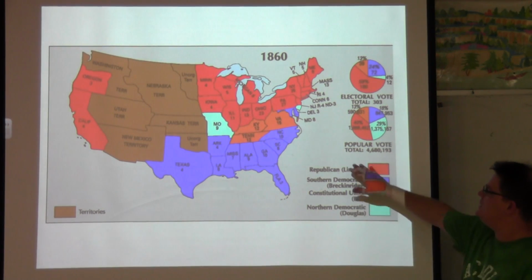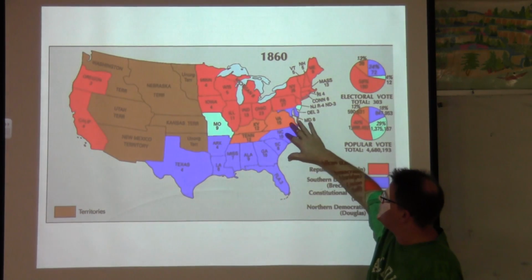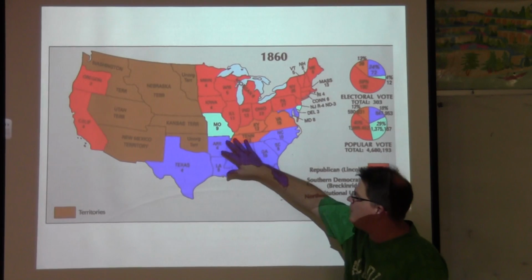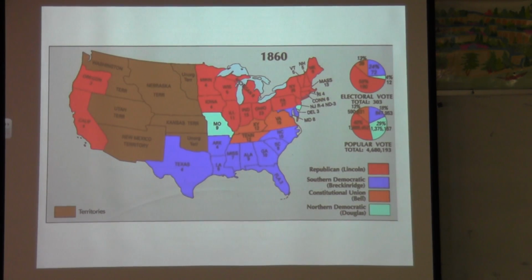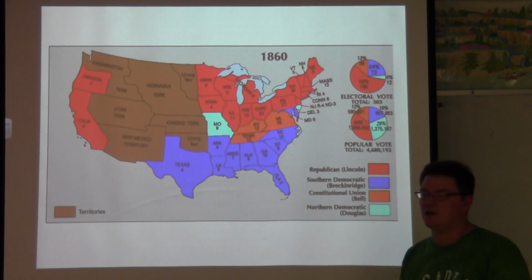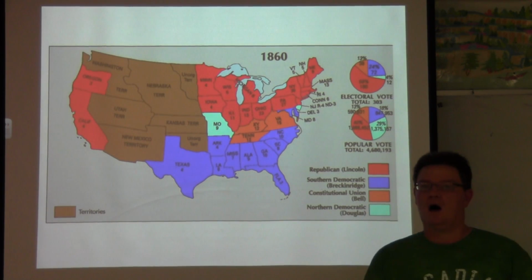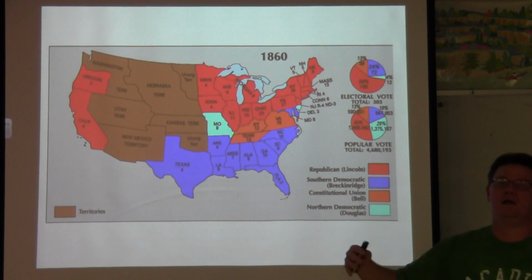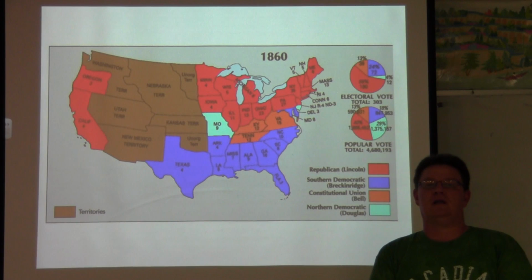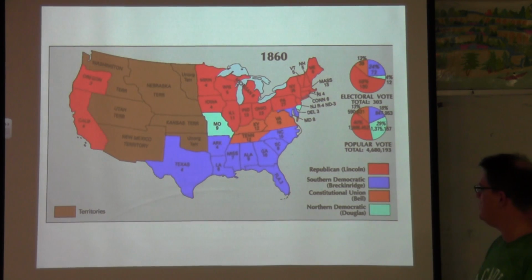Lincoln isn't even on the ballot in 10 states. He doesn't even show up. But you can look at the red states here. He wins all of these states. He gets 59% of the electoral vote, but only 40% of the popular vote. But he wins. The first election that Abraham Lincoln ever wins is this one.